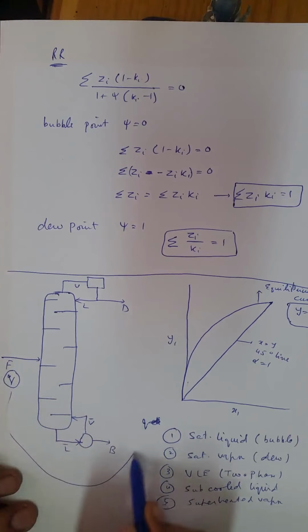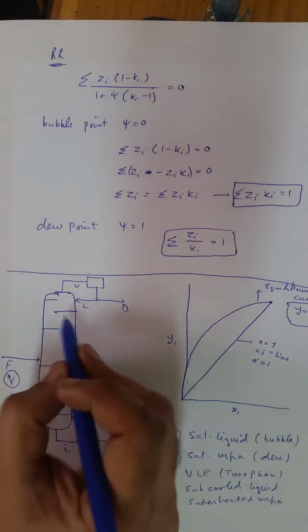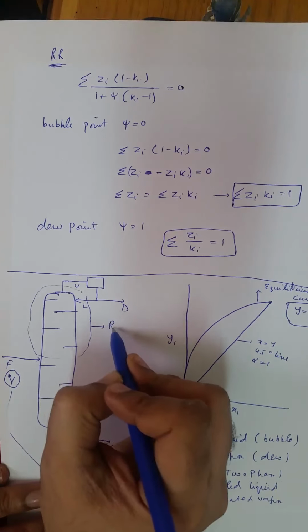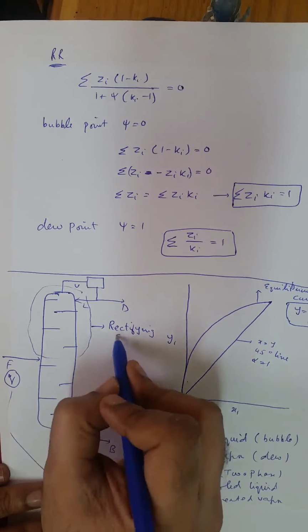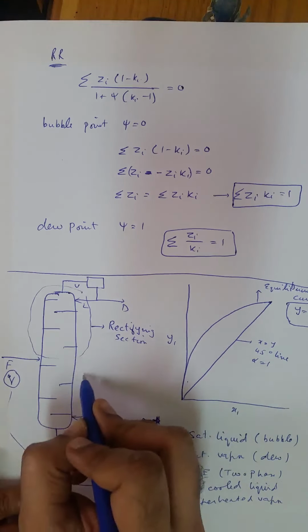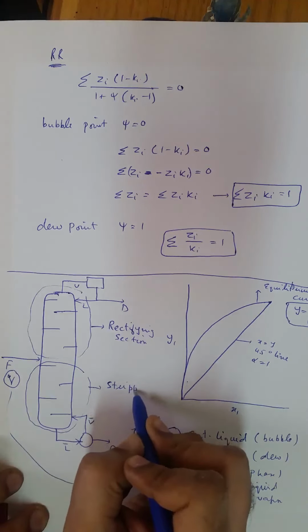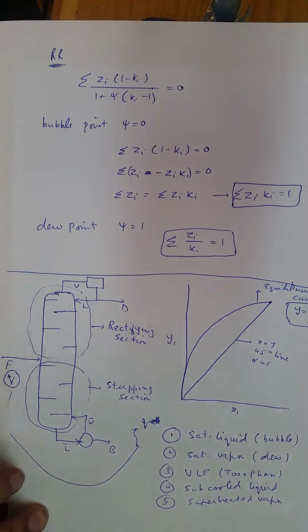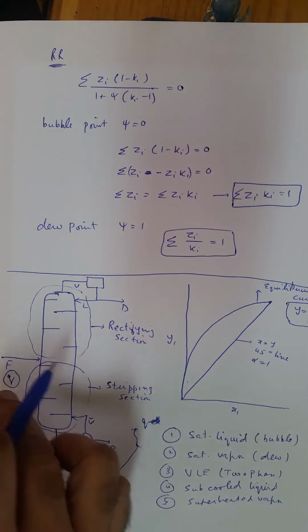What type of feed are you injecting? The section above the feed in the distillation column we call the rectifying section, and below the feed is called the stripping section. But we will discuss this in detail in chapter 7. We are about to start chapter 7, but the first thing is how to get this Q.